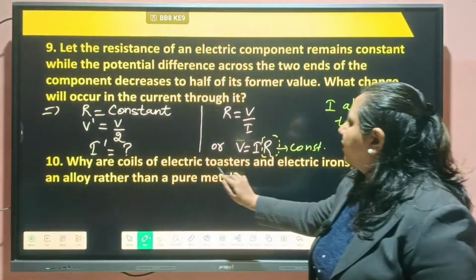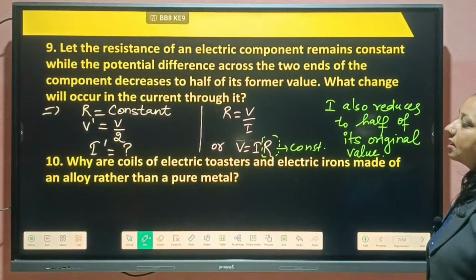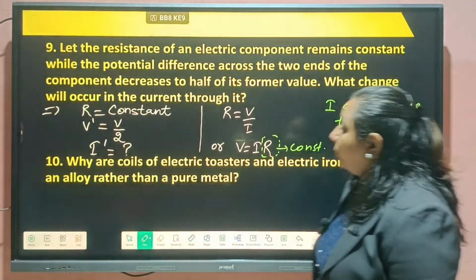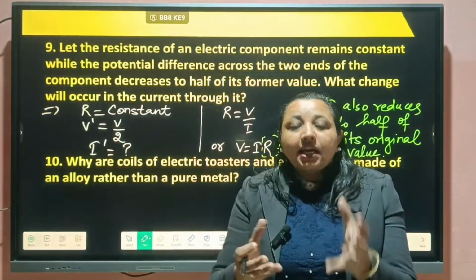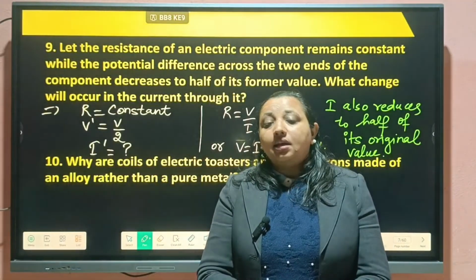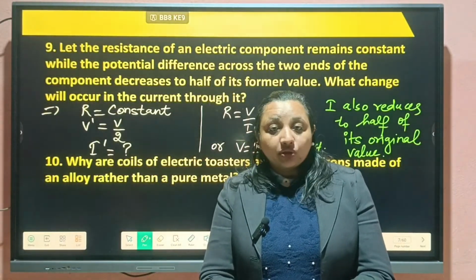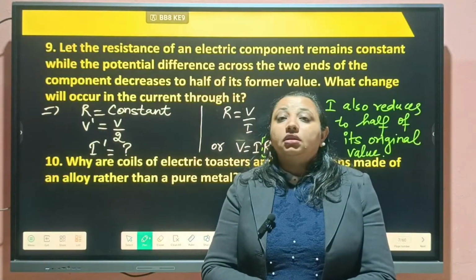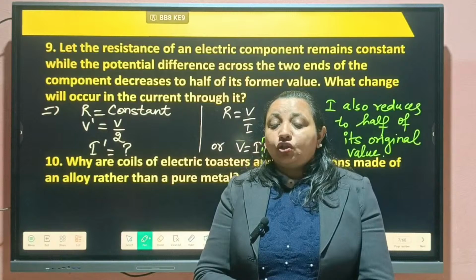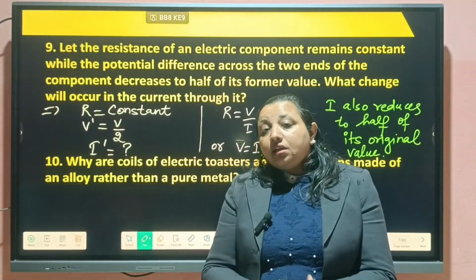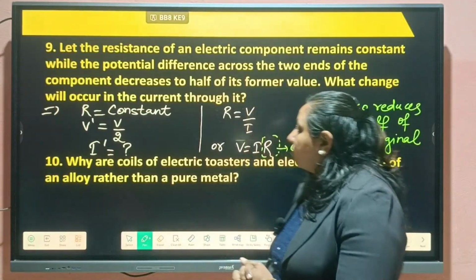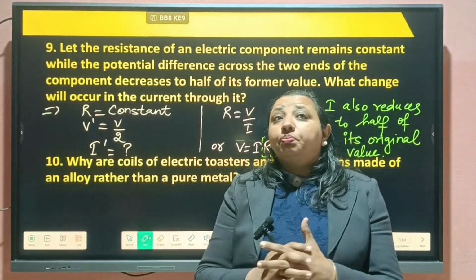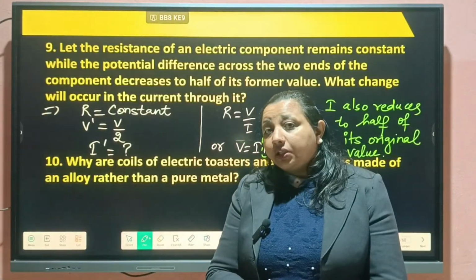Next, this is the question we also discussed. Why are the coils of electric toasters and electric irons made of an alloy rather than a pure metal? In heating elements, like an electric iron, electric heaters or immersion rods, we use alloys. As we discussed, in electric heaters we use nichrome wire, which is an alloy of iron, aluminium, nickel and chromium. So why do we use an alloy? Why not a pure metal like iron, copper or aluminium?